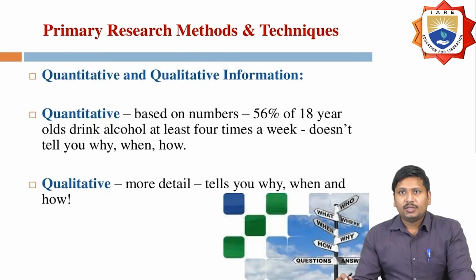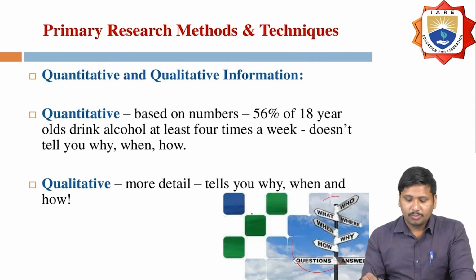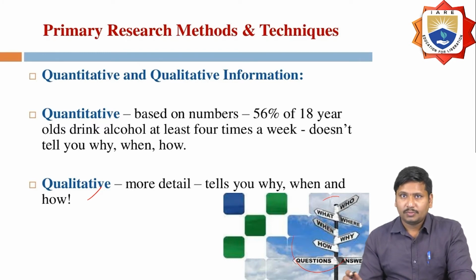So, quantitative data and qualitative data. Quantitative data is based on numbers, like 56% of any year-old drink alcohol at least 4 times a week, which does not tell you why, when, and how. Qualitative data is more detailed, so it tells you why, when, and how. These are the questions that may be answered. The data you get is qualitative data. Quantitative means based on the numbers.